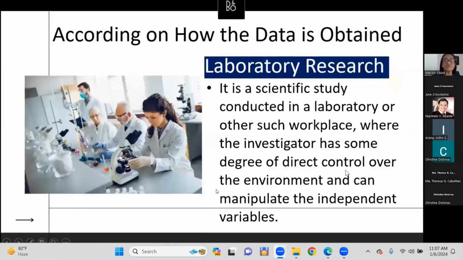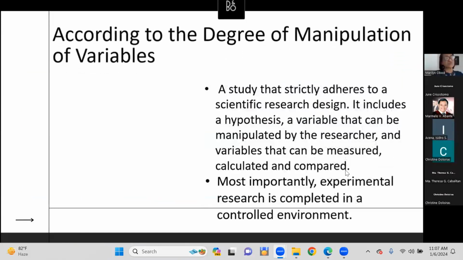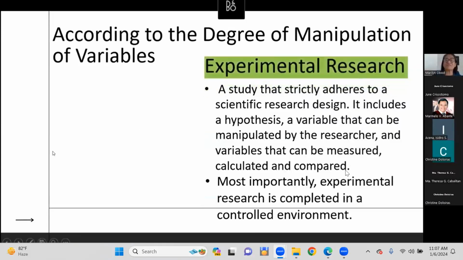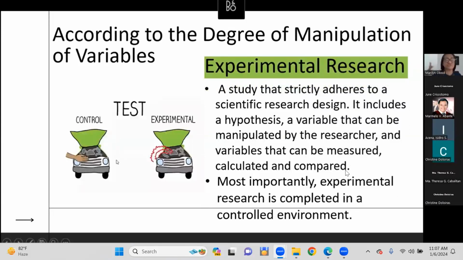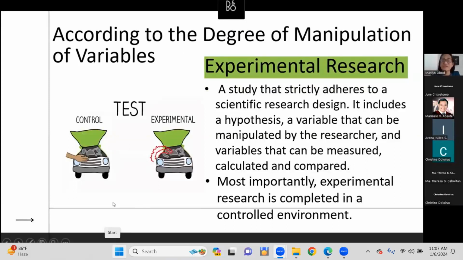Okay. Laboratory research, syempre, as the word implies, it is done in the laboratory. Okay. This is also called scientific, experimental research. So, yung iba dito nagkakaroon ng different terms, no? Iba-iba lang naman yung ginagamit, but you are doing it in the same time. Okay, so degree of, yan, experimental research. Adheres to the scientific research design. Yan, so you have the control group and experimental group. Ayan. So, i-compare mo ngayon para malaman mo kung effective talaga yung nasa experimental group. Okay?